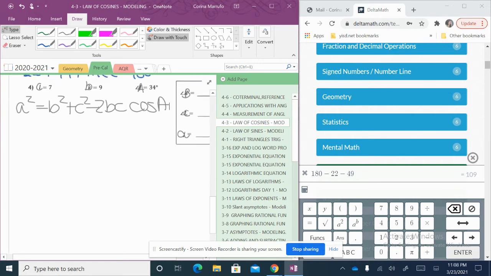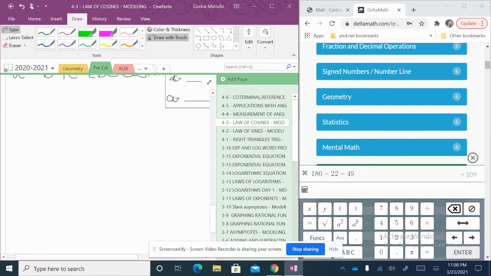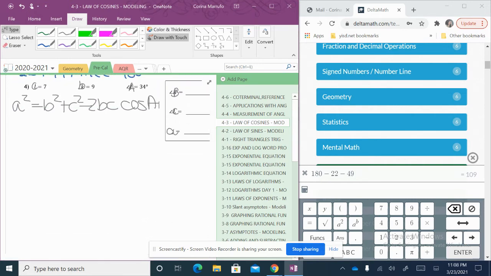All right, so we don't know what little a is. That's what we're looking for. We do know that little b is 9. Remember we changed the letters, and the little b appears right here as well. Then we know that little c is 7, and little c appears here and here. And then we also know that big A is 34, so instead of big A, I'm going to put 34.